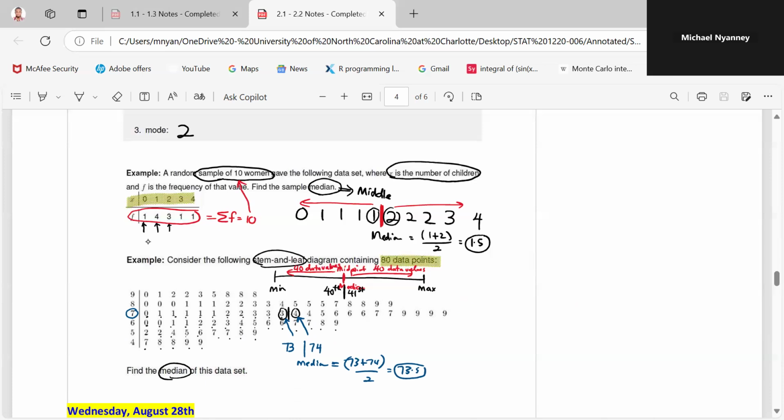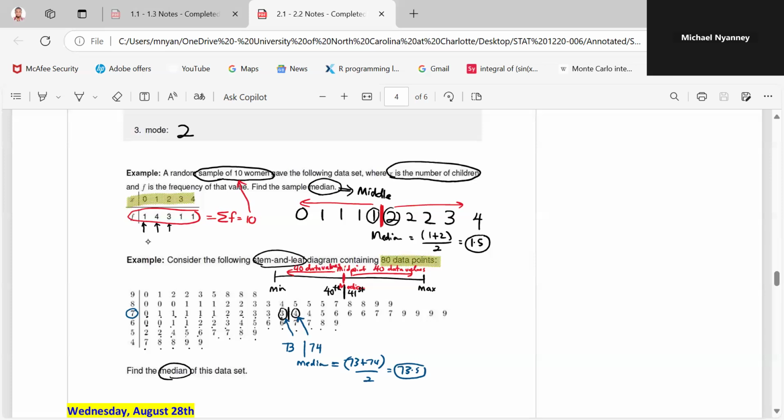But if it is odd, like 11, then you have to add 1 to 11. Then it makes 12, then you divide by 2. So you're going to get the 6th position. It's a position. The 6th one is not the actual median, but it's a position in the data set.